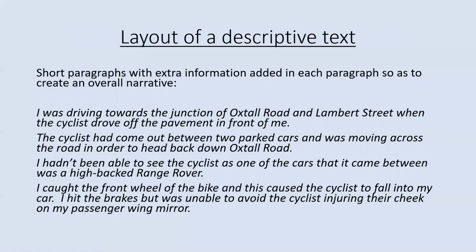So we can see how they're short paragraphs, but each one just builds the story up. Start off by talking about where I was driving to and how I came across the cyclist. Then the next paragraph explains where the cyclist had come up between and where they were headed. Then a paragraph about why we hadn't seen them, and then a final paragraph just taking in the actual accident and its consequences.